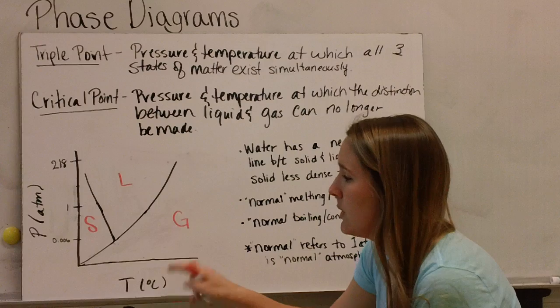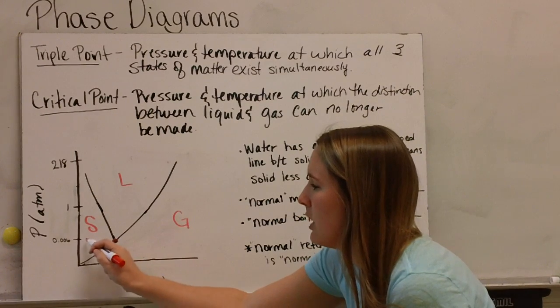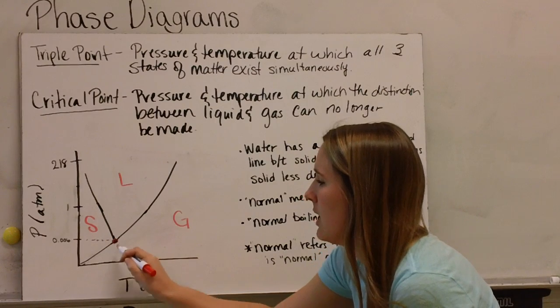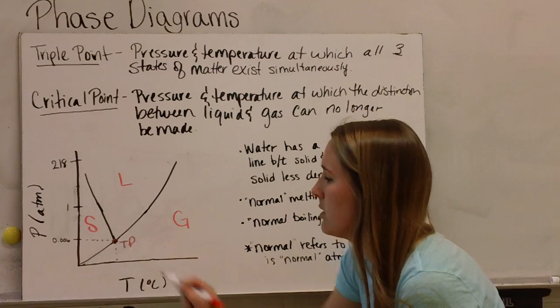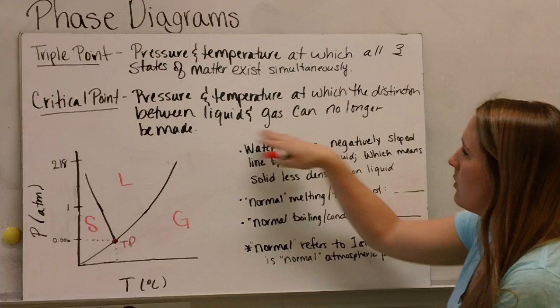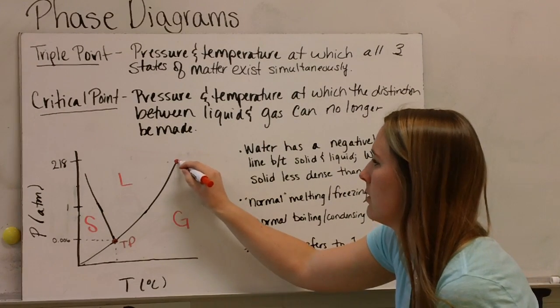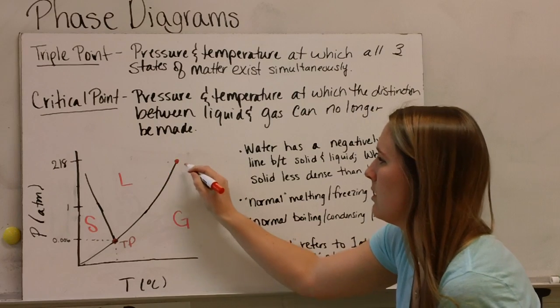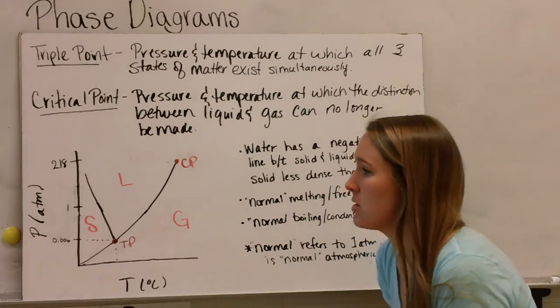Where all three coexist would be the point where they all come together, here, where they have a pressure and temperature at which all three coexist. This is their triple point, TP for short. Then, where liquid and gas can no longer be distinguished, that's going to be on this line here, between liquid and gas. At the very end of that is your critical point. So they can no longer be distinguished.